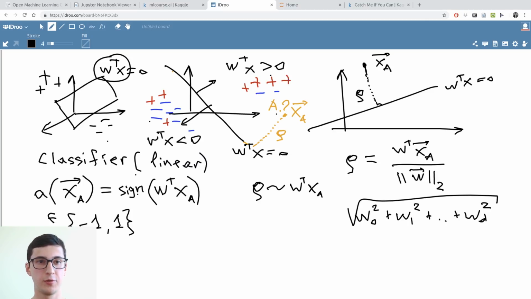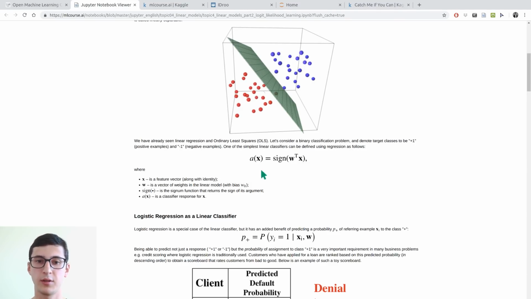Okay, and we return to the main material. We see here that the answer on an instance x is the sign of the expression W transposed x. Now we see the intuition behind that. Geometrically, we'll have a hyperplane, and depending on the signed distance from a point to this hyperplane, we return either +1 or -1. So really simple, this is a linear classifier.